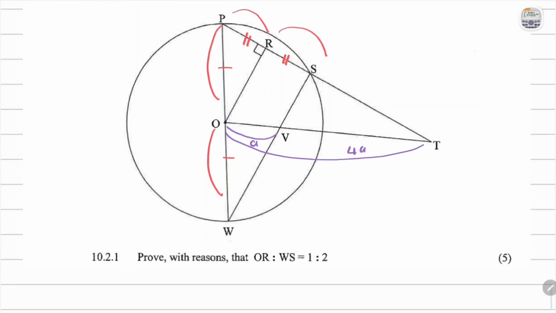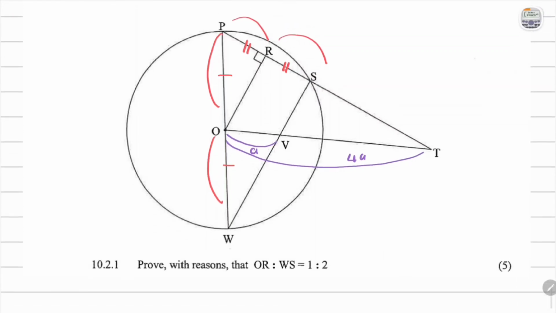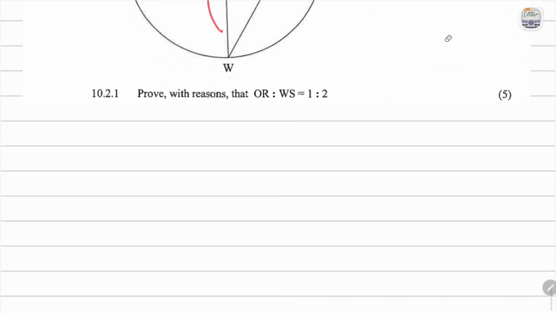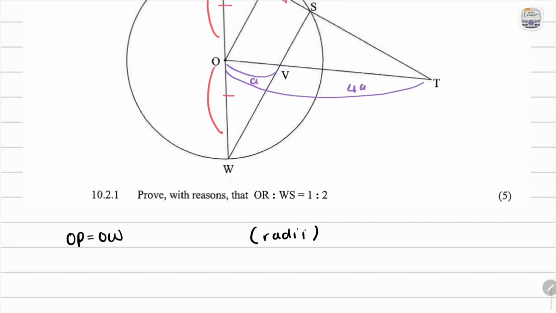Okay, so we just have to write down everything. So let's tell them that OP and OW are equal, and the reason for them being equal is that they are equal radii.